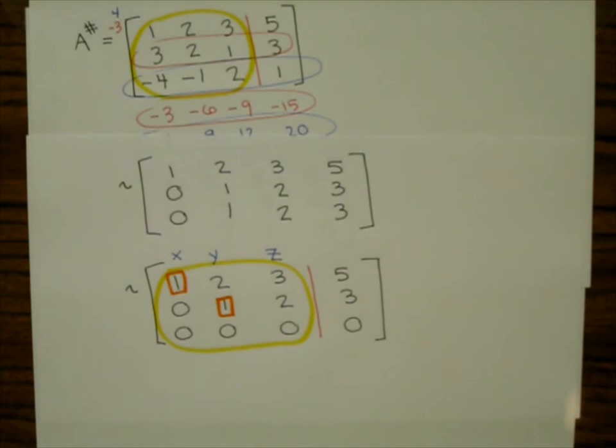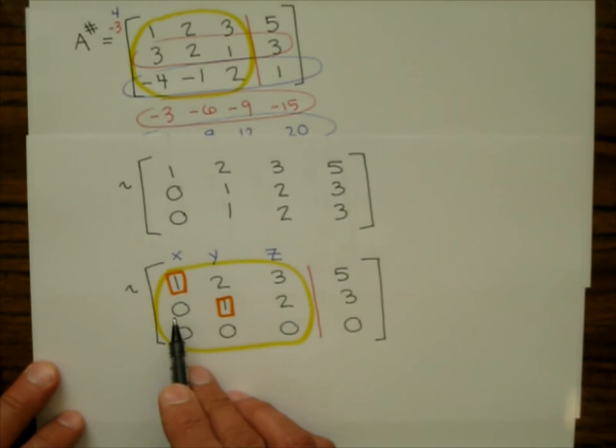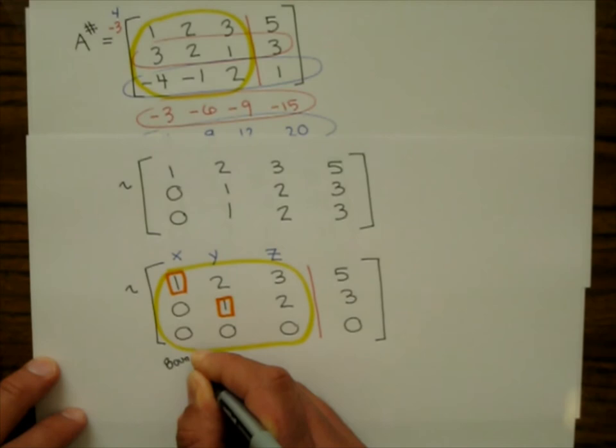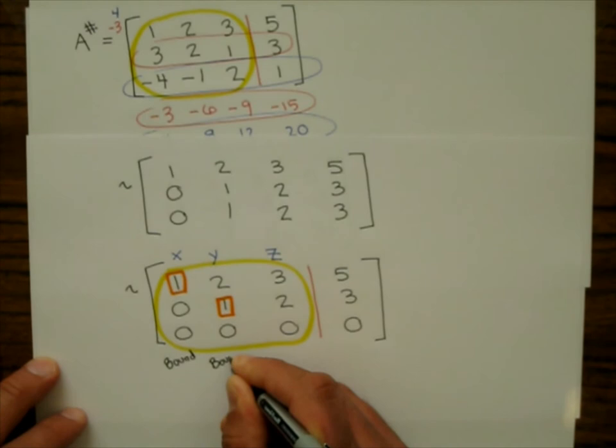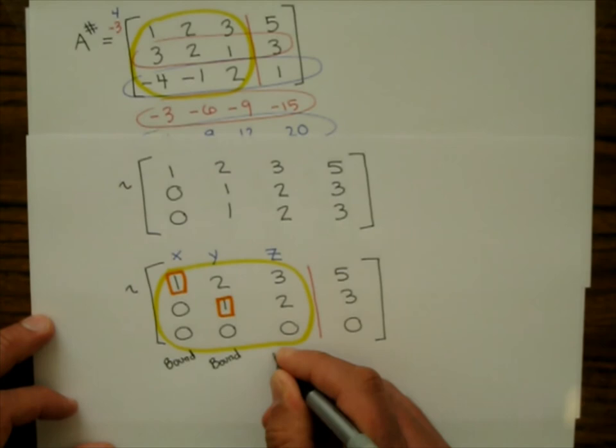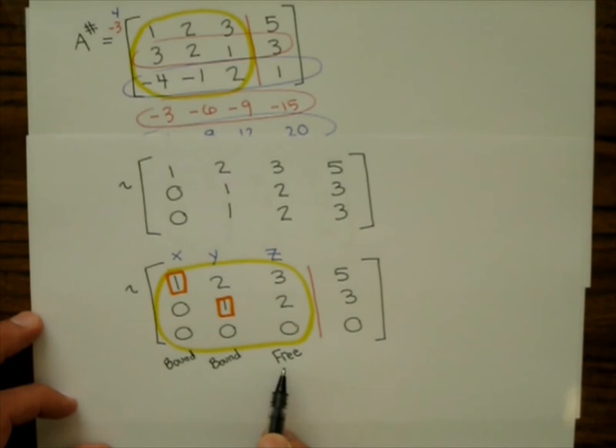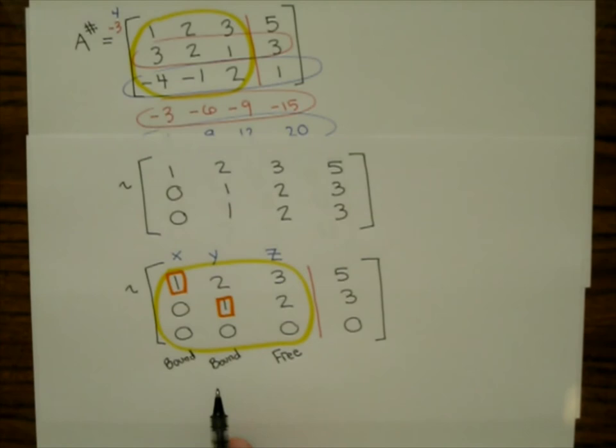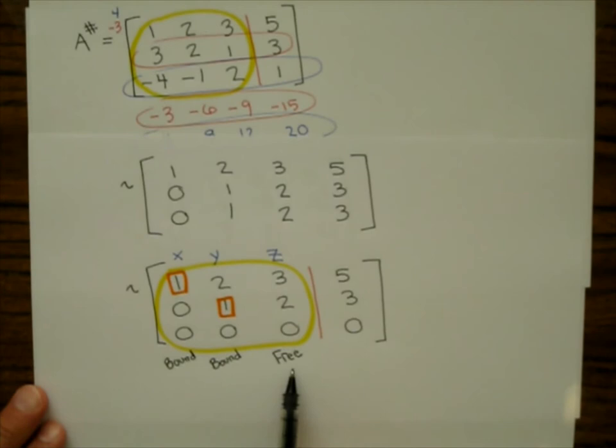Go ahead and label this. So there's 3 variables here. The ones that have leading ones in their column are called bound. This guy is bound. X is bound. Y also has a leading one, so Y is also bound. Z does not have a leading one, so Z is called free. Now, in the future, I'm going to go B, B, F, or I'll just use the first letter. And so what we have is two columns that have pivots, or you can call them the two pivot columns.